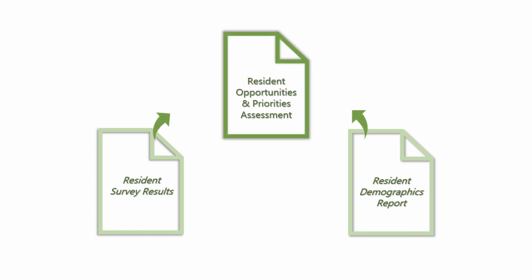For example, you might already have a property survey and demographic report that can be combined to meet the requirements for the Resident Opportunities and Priorities Assessment. We also want to note that you don't necessarily need to have 4 individual threshold documents organized in the way we explained. Your organization might have a couple documents that combine the elements we just discussed.